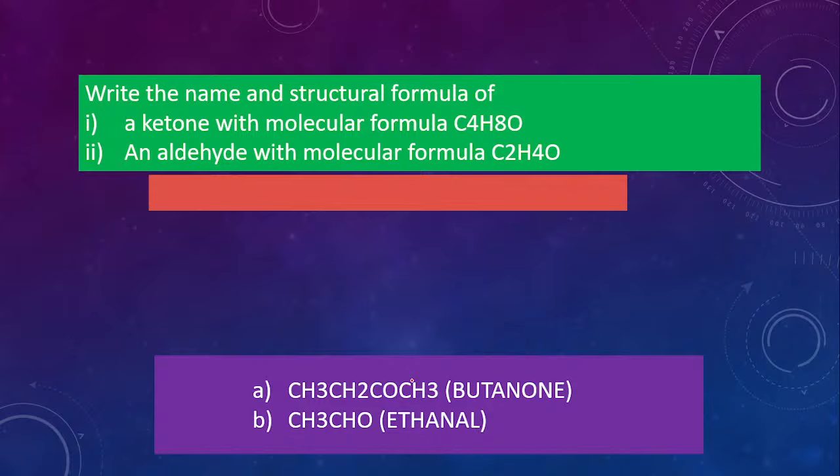Butan, no, it's not butan, it's butanone. Okay, Pritesh, butane you write because it is a single bond. So butane, you have to remove the E. Okay, and instead of that, you write your functional group name, that is ONE. So butanone.